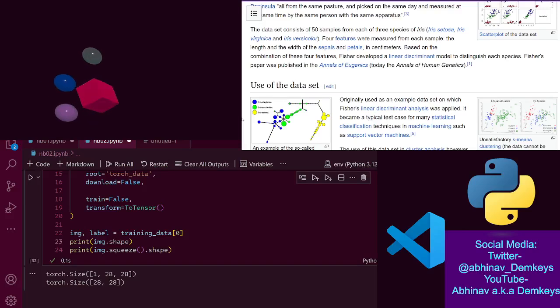Okay, the dataset consists of 50 samples from each of the three species of iris. Four features were measured from each sample: the length and width of the sepals and petals in centimeters. Based on the combination of these four features, Fisher developed a linear discriminant model to distinguish each species. Fisher's paper was published in so and so. Okay.